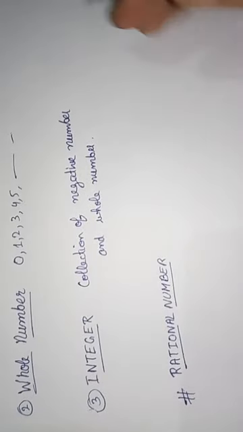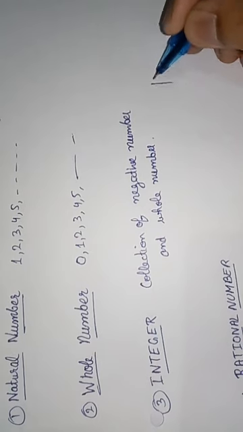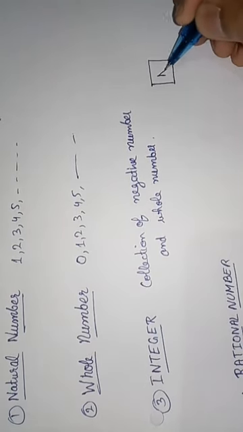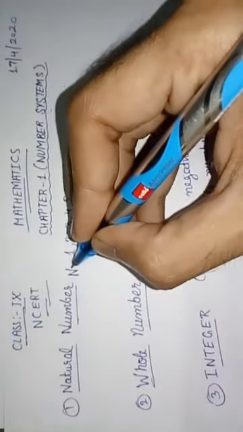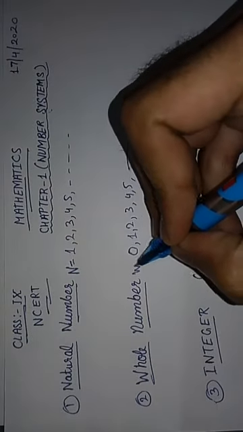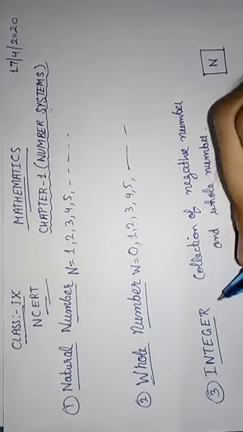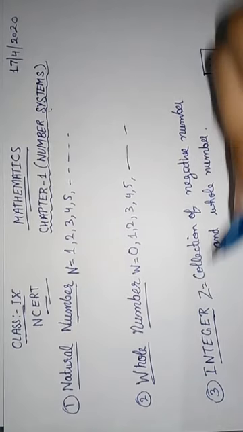In this diagram, first of all, we will make a square box. This square box is representing natural numbers. Natural numbers are represented by N. N is equal to 1, 2, 3, 4, and so on. Then whole numbers are represented by W. Then integers are represented by Z.